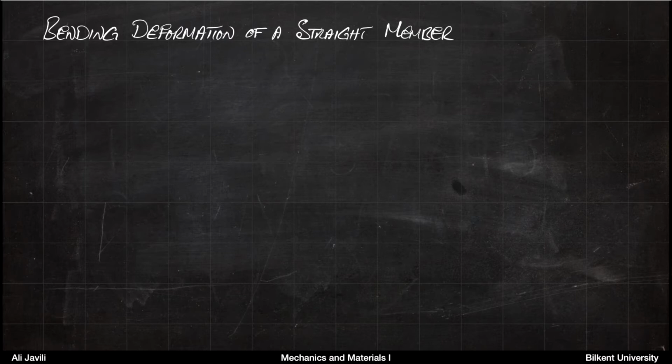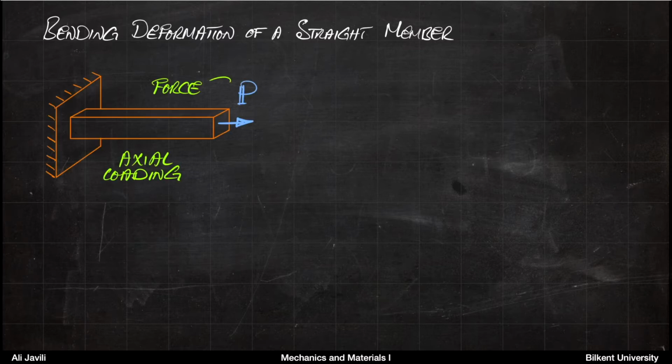So what we want to do is to formulate the bending deformation for a straight member. But before I do that, I would like to remind you of what we have done for similar problems in the past when we dealt with axial loading and when we dealt with a torsion problem. So if you think of axial loading, we had a straight beam again, on top of which you have applied a normal force P.